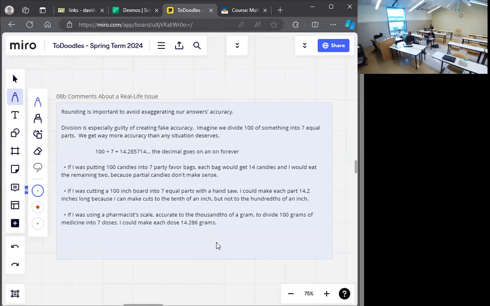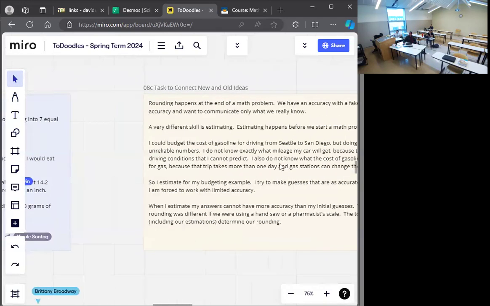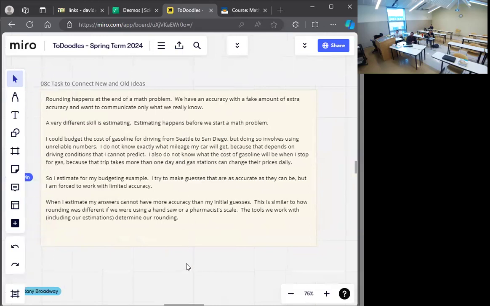Maybe I was a pharmacist and I had a fancy scale and it could measure to the thousandths of a gram. Then if I was dividing 100 grams of medicine into 7 doses, then I could do tenths, hundredths, thousandths. So in real life, we don't have to worry how much to round. The practical type of measuring we do will tell us how much accuracy we can have and not be exaggerating it. But we need some general rule for a math class because some problems just have that. We'll get to that.